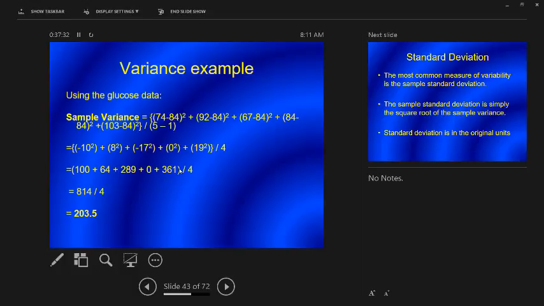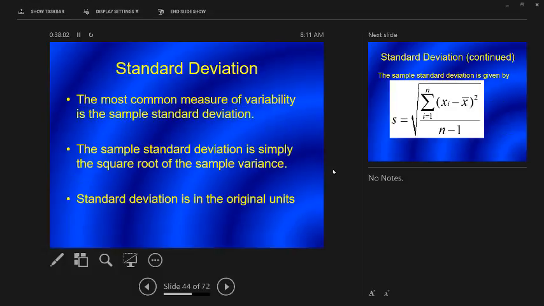And then in the numerator of that variance, we add up all of the squared differences from the mean, and then divide by the sample size minus 1. For that sample of glucose data, the sum of the squared differences from the mean is 814. We had 5 observations, so we divide by 5 minus 1, which is 4, to get a sample variance of 203.5. So that's the sample variance for those 5 glucose values.